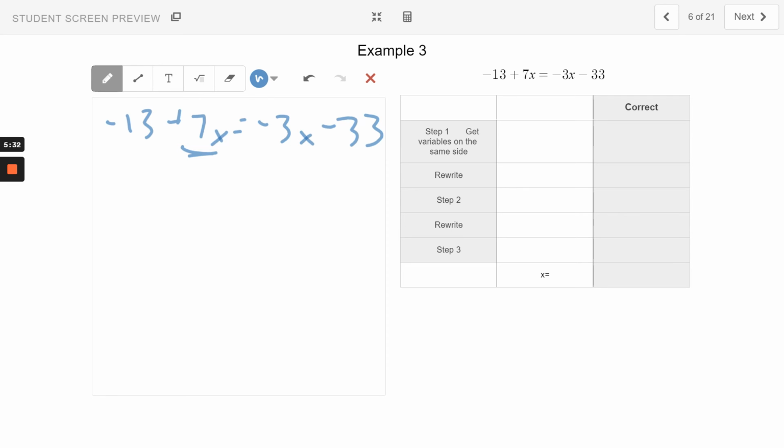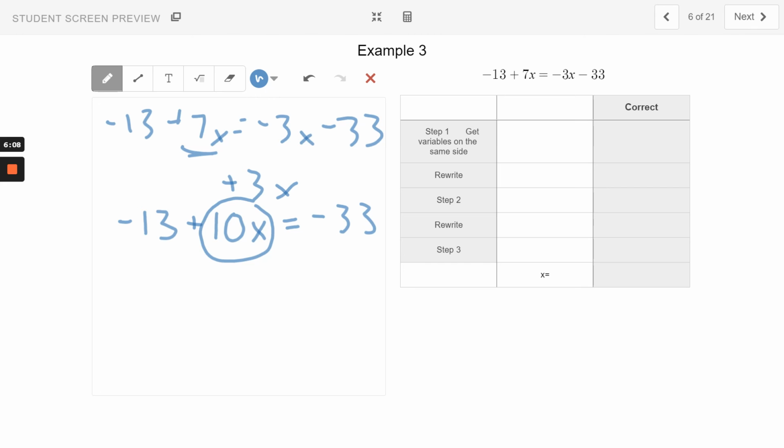So the opposite of negative 3x is plus 3x. So we're going to add 3x to both sides to get all the x's on the same side. We have negative 13 plus 10x, 7 plus 3 is 10, equals negative 33. Now we have a two-step equation. We want to get 10x by itself.